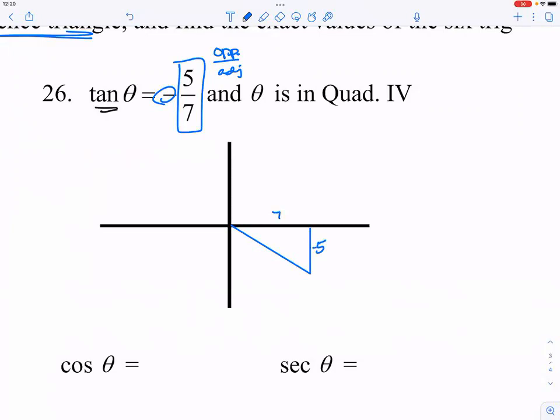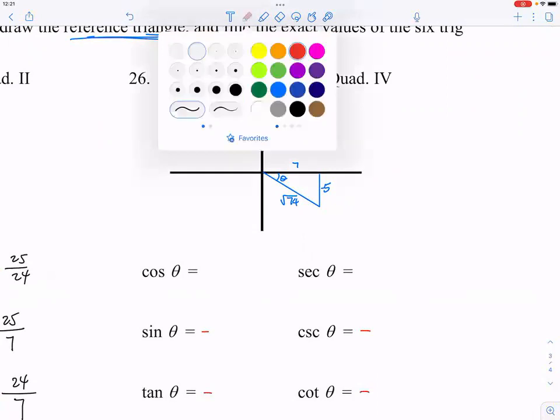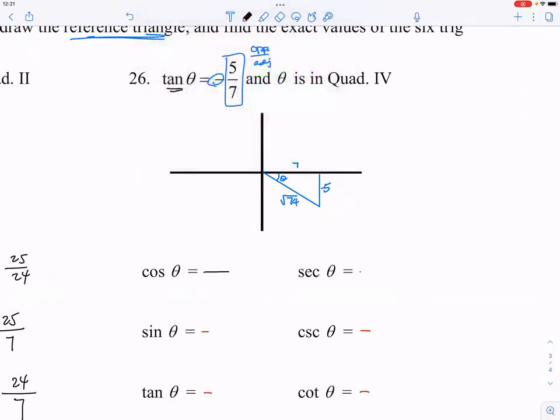So your theta will be right here. And if you do your Pythagorean theorem, the hypotenuse will be square root of 74. Not a nice number. Cannot reduce it. If you could reduce it, you would, but you can't, so just leave it like this. It's in quadrant 4, so we know some functions are negative: sine and cosecant, tangent and cotangent. They're all negative.